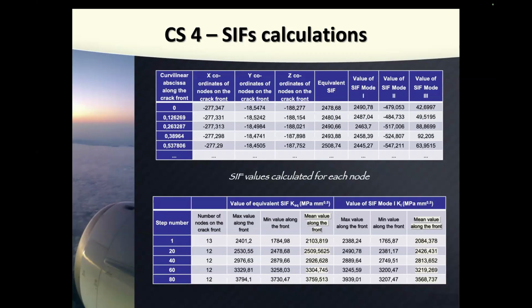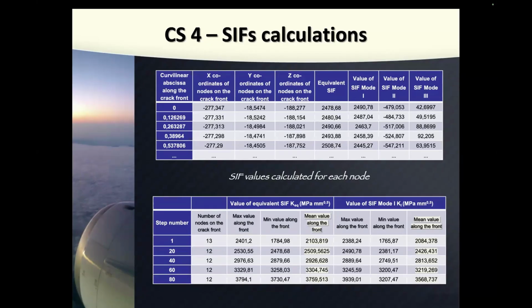Also, there is a moderate mode 3 SIF. The equivalent SIF is a combination of these three values, and in this case it's 2478, which is a very high value, because this is megapascal square root of millimeter. This is why in this case I didn't put a number of cycles: I got in the calculation less than 1 cycle, so immediately. This is a kind of static crack growth, when you have very fast growth.